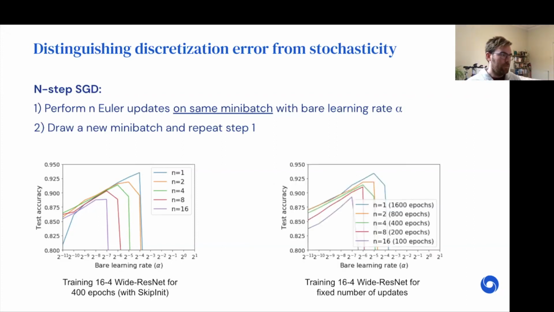And so in this plot on the left, we were training for a fixed number of epochs, meaning that larger values of n were also taking more steps. So you might worry that that's going to bias the results. So you can run the same experiment where instead of fixing the number of training epochs, we fix the number of parameter updates, and you see exactly the same phenomenon. And actually, if you sweep across compute budgets, you consistently see that n equals 1 is always the best setting.